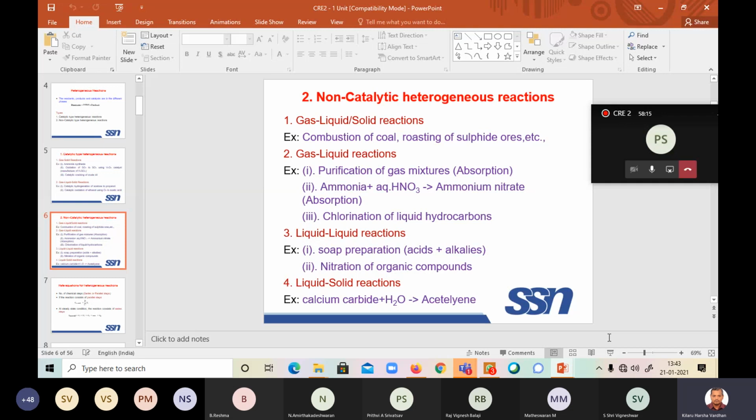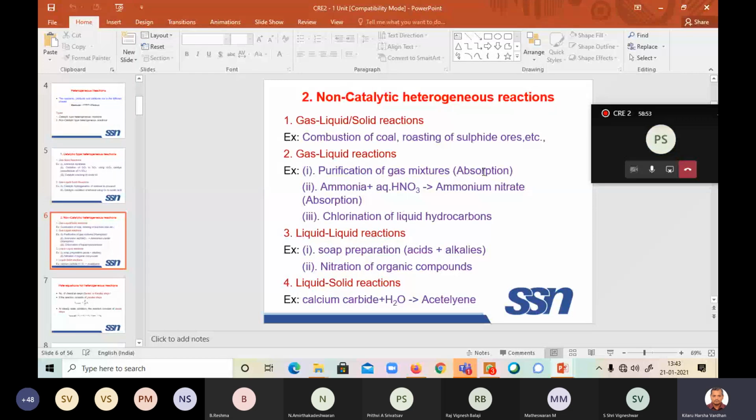If there are gas liquid reactions, what will happen? Since the gas is absorbed in the liquid, if the liquid is taking part on a solid surface or whatever it is, and some amount of reaction is happening, then because of the absorption of gas in the liquid, the mass transfer gets enhanced, or the rate of the reaction gets enhanced.